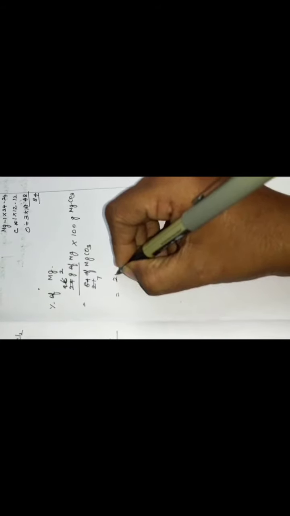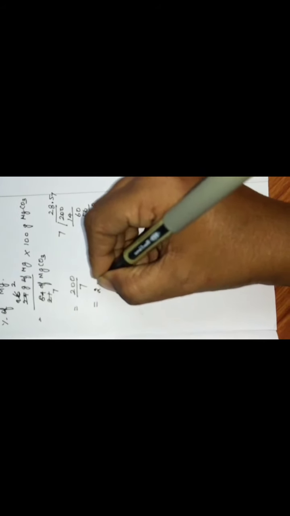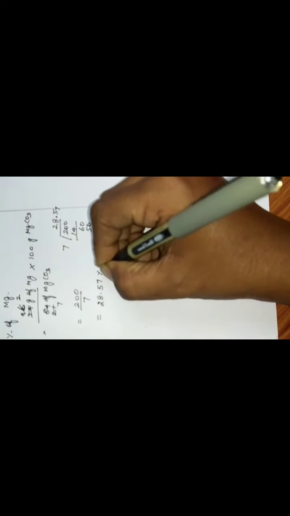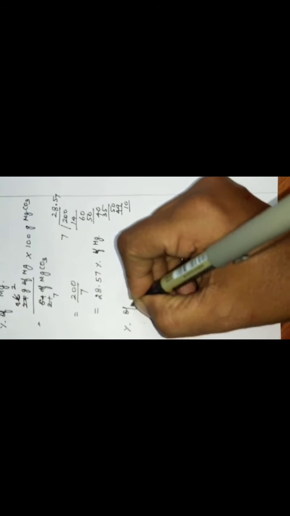Now you get 2 into 100, 200 divided by 7. 2 times 7 is 14, remaining 6, take this 0; 8 times 7 is 56, remaining 4. Keep the point, add 0; 5 times 7 is 35, remaining 5, add 0; 7 times 7 is 49, remaining 1. You get a very simple number. So what is the percentage? 28.57 percent of magnesium.